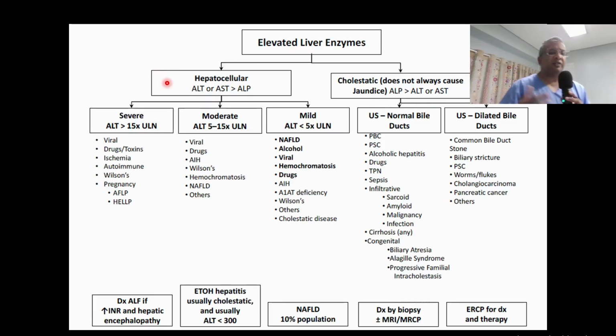So hepatocellular, we further stratify on the degree of elevation. If it's more than 15 times upper limit of normal, we call that severe. Now, only a couple of things can cause this. Sometimes we see ALTs into the thousands. A couple of things can cause it.